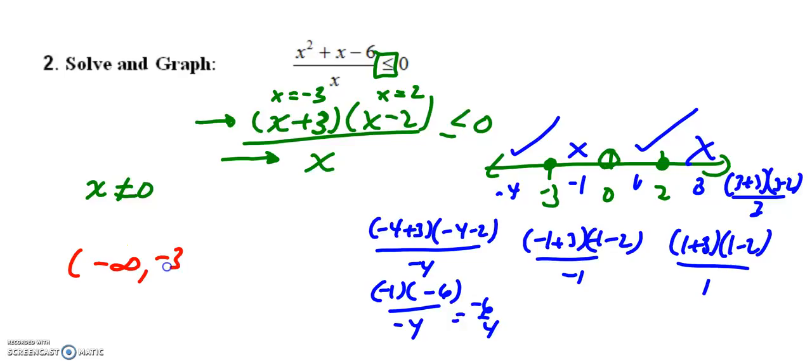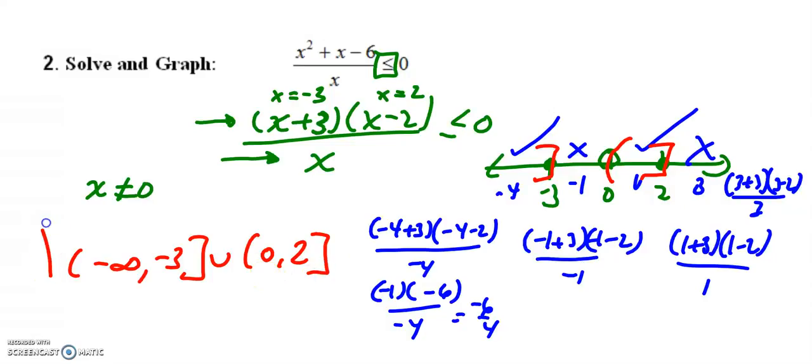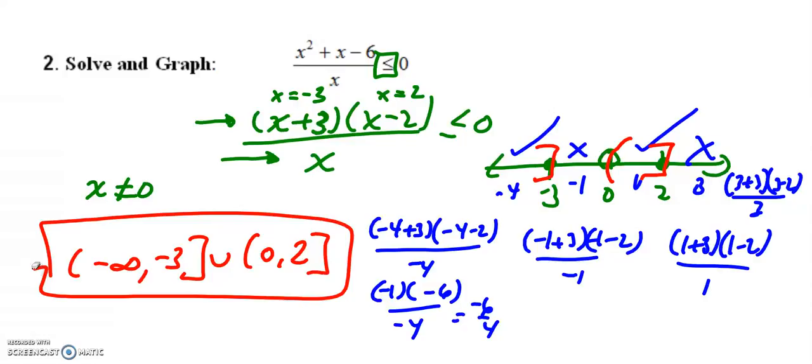negative 3, but this time negative 3 is included. So you could put a bracket on your number line. Union, now this actually, that shouldn't be a parenthesis. That should be another bracket because, if you take a look at this interval here, we have an included piece here and a not included piece here. So the union would be from 0 to 2. 2 is included, 0 is not included. So this would be our correct answer for number 2.